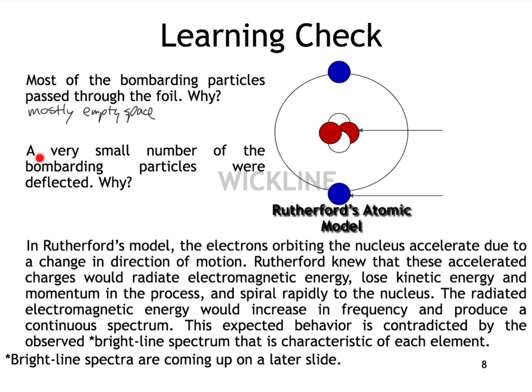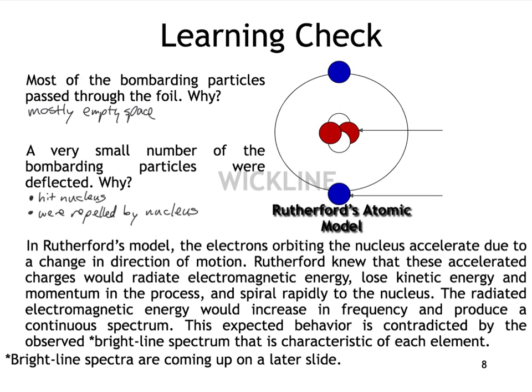But additionally, a very small number of the bombarding particles were deflected. I counted 3 in the previous slide. And the reason why they were deflected was either they directly collided with the nucleus of an atom, or they flew close enough to the nucleus that they were able to be repelled using positive-positive repulsion or Coulombic repulsion.